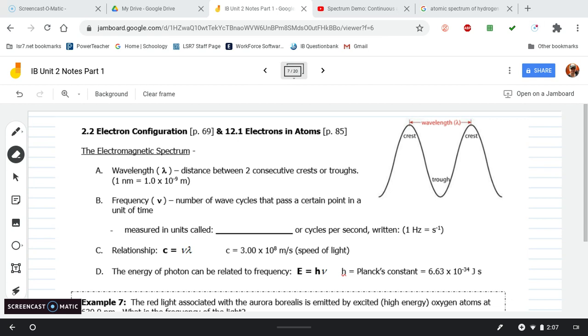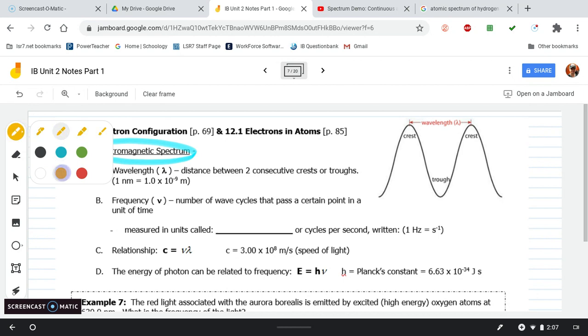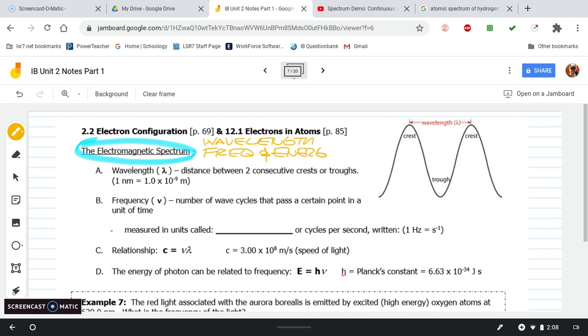Okay, so we're going to be dealing with the electromagnetic spectrum. I think that's the main thing you want to think about as we go through this. The properties that IB is going to ask about are the ones we have here. You want to see how these three relate: wavelength, frequency, and energy. If one goes up, what happens to the other one? If one goes down, what happens to the other one? We really want to look at that concept.